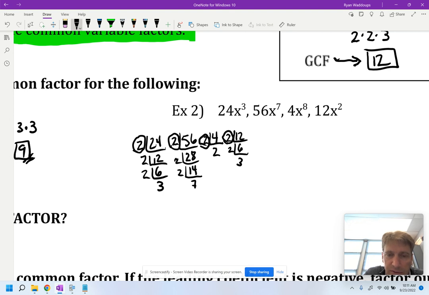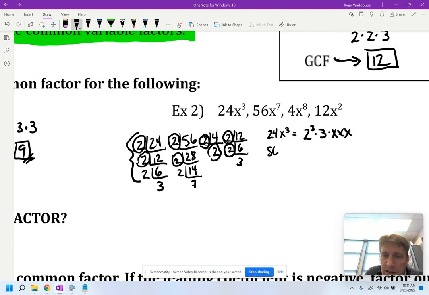And then I ask myself, do they have another 2 in common? And they do. They all have another 2 in common, and that's it. So you multiply 2 by 2 together, that's 4. But if I look at the 24x cubed, I can write that as 2 to the 3rd power times 3 times x, x, x.